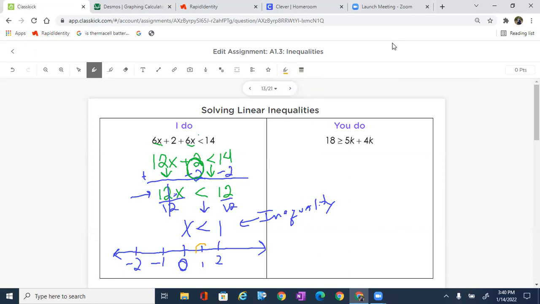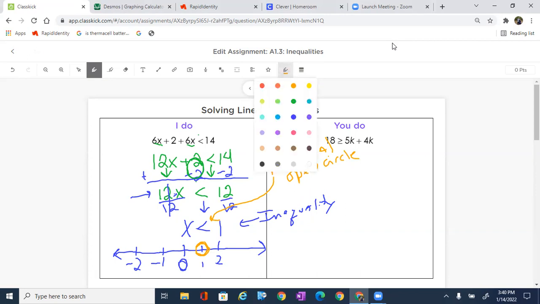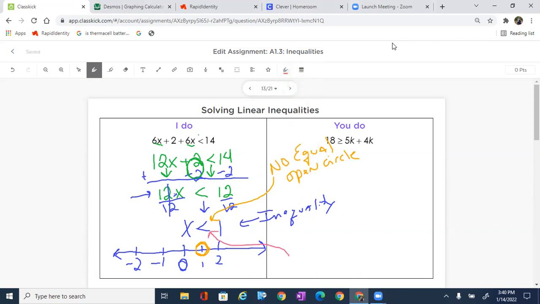At 1, I'm going to put a big circle, and I have to determine if I'm going to fill that circle in or not. There's no equals, so it is not equal to. Because it's not equal to, it is an open circle. So I'm going to say open circle. Then we're also going to read it the other way. It says less than. So we want all the x's that are less than 1.